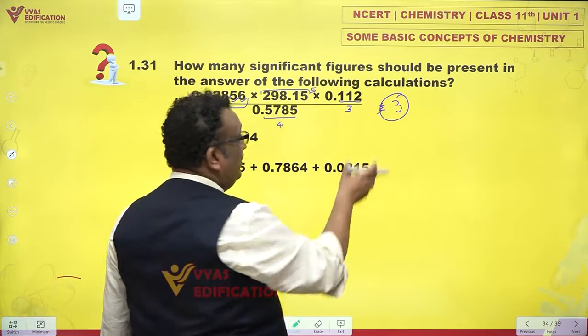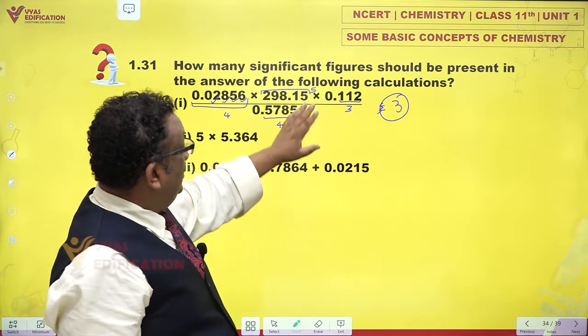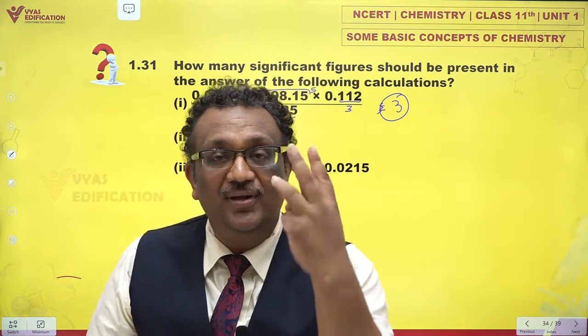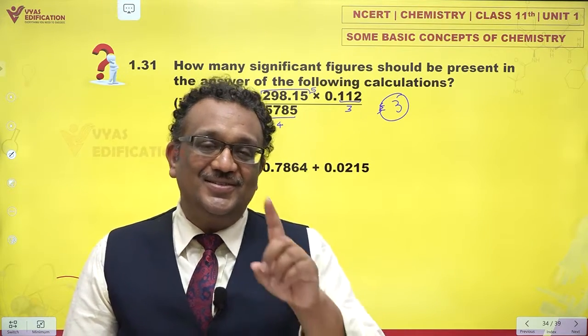Please, I'm not saying this multiplication or division comes out with 3. The number of significant figures in the answer, the maximum possibility is 3. That's it. This is the first question.